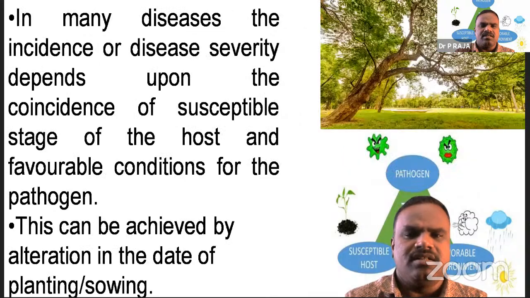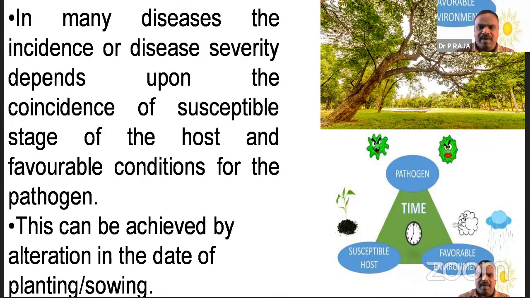In many cases, the disease incidence or severity depends upon the coincidence of the susceptible stage of the host and the favorable condition of the pathogen. As you know, for the development of disease we must have the pathogen, the susceptible host, and the favorable environment. The pathogen must be a virulent one, the host a susceptible, weaker host, and the third is a favorable environmental condition. If these three things are put together, then only the disease will occur.